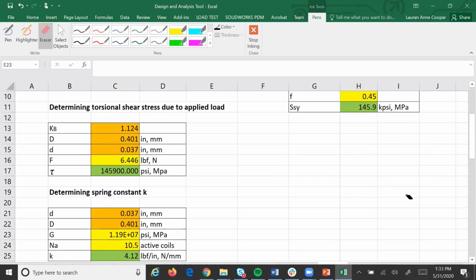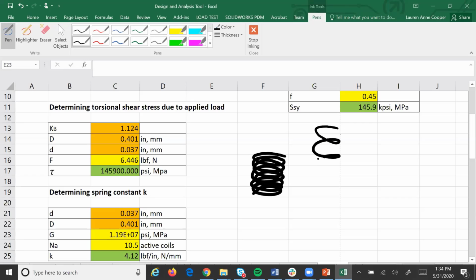Next, estimate the solid length of the spring. So the solid length of the spring is when, well, it's going to be impossible to draw, but when all the coils are touching each other. The free length of the spring is when there's no load applied to it and it's just allowed to stand freely. So this would be the solid length. This would be the free length.